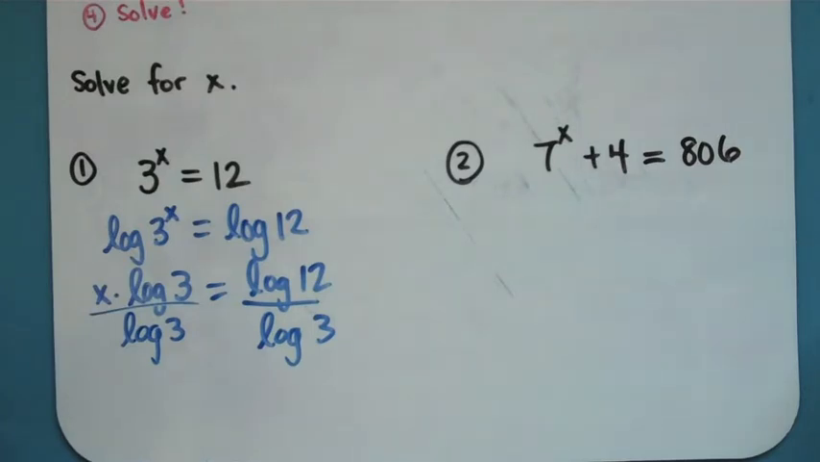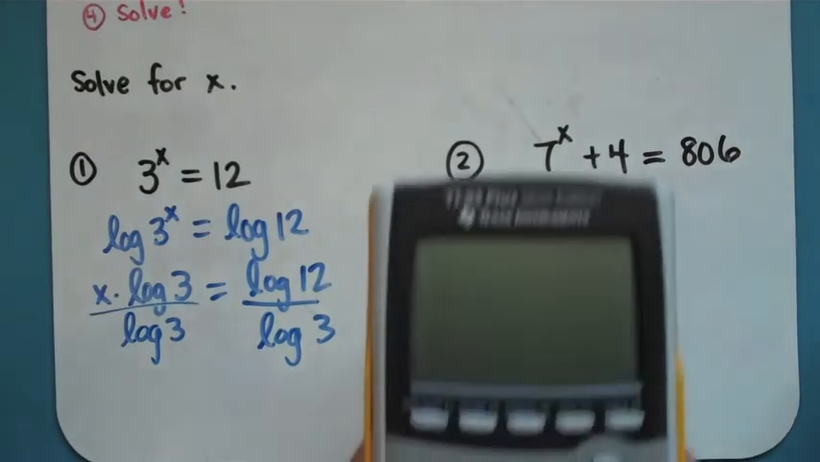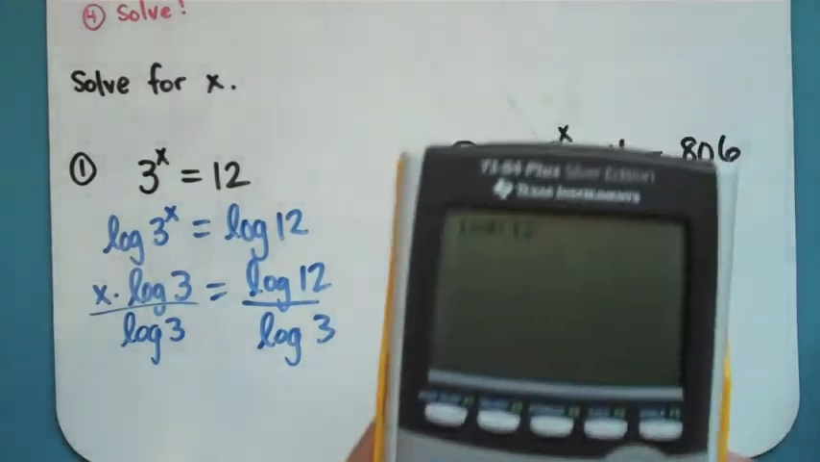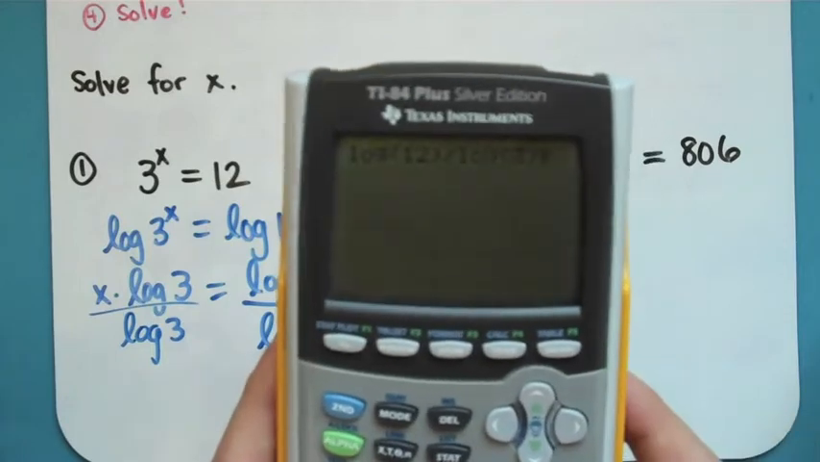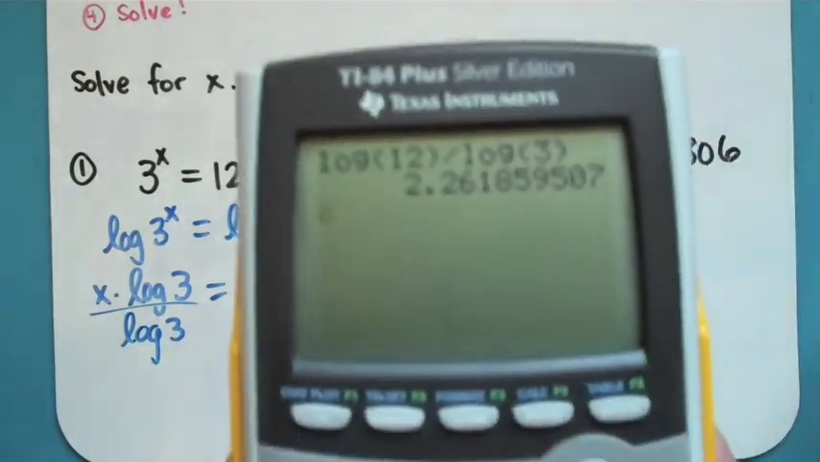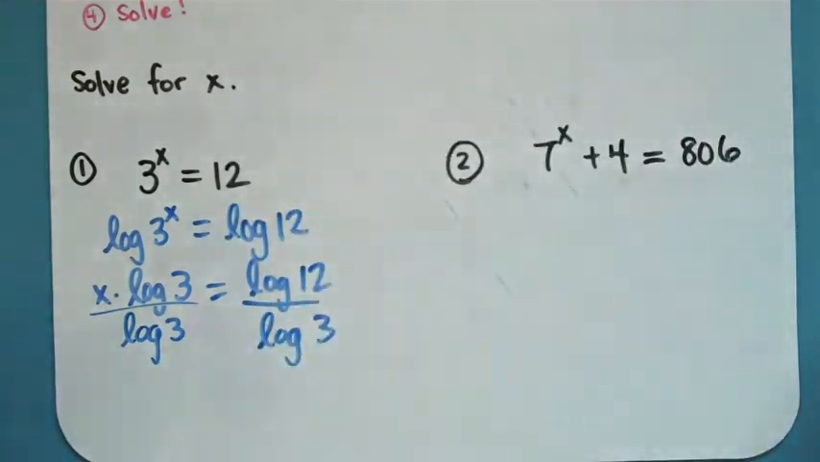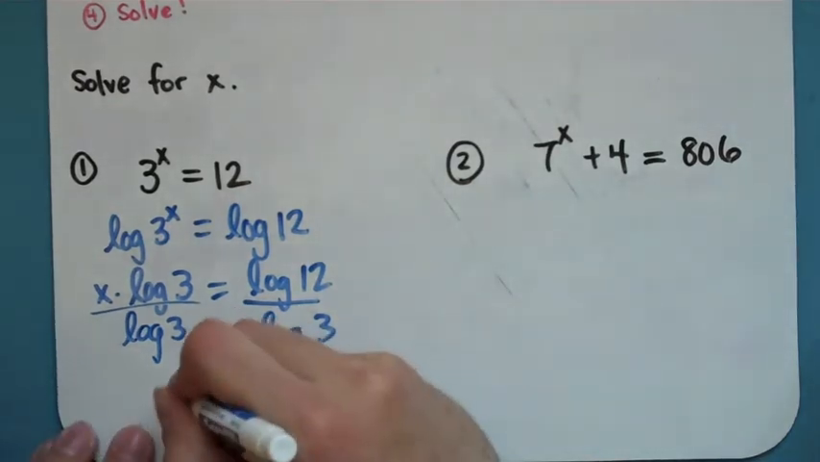All we're going to do is bust out our calculator right here, and I'm going to do log 12 divided by log 3. When I do that, I get the following answer here. It's 2.26 blah blah blah. Let me write that down. So x is about 2.26.